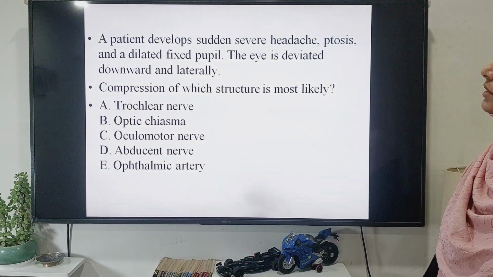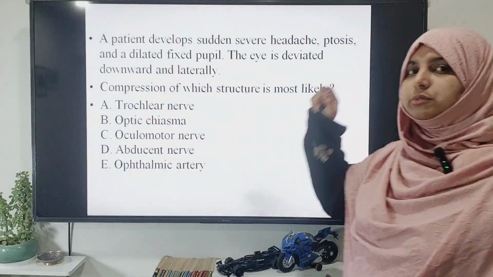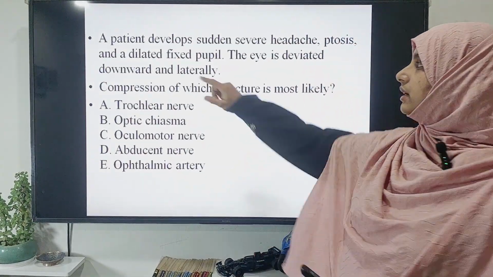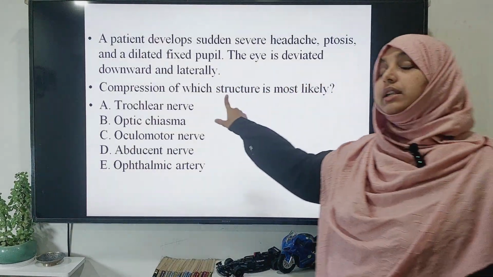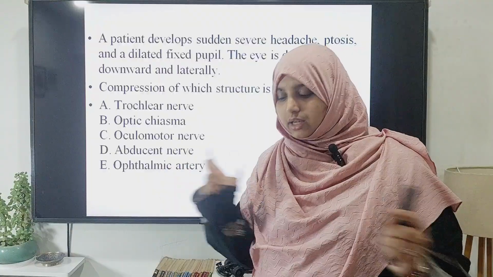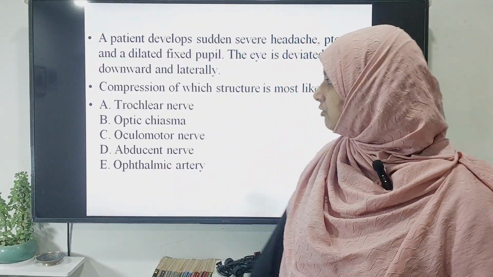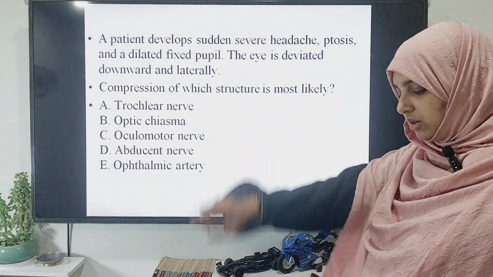Yeah. Next we have a patient develops sudden severe headache, ptosis. Ptosis meaning again drooping of the eyelids, and a dilated fixed pupil. Okay, let go of this one. That eye is deviated downwards and laterally again. So whenever you see this down and out image, it's going to be oculomotor nerve paralysis. Okay. So compression of which structure is most likely? It's going to be oculomotor nerve.